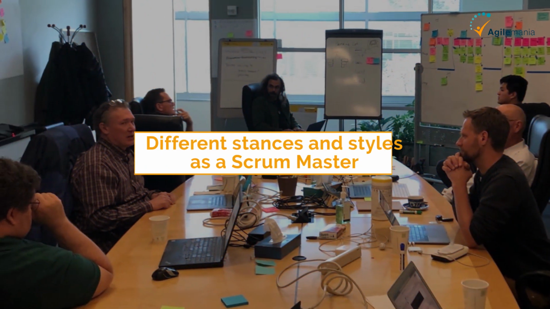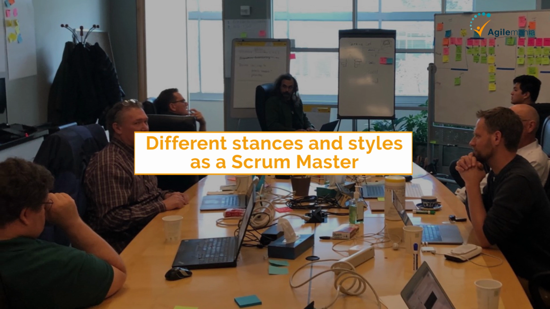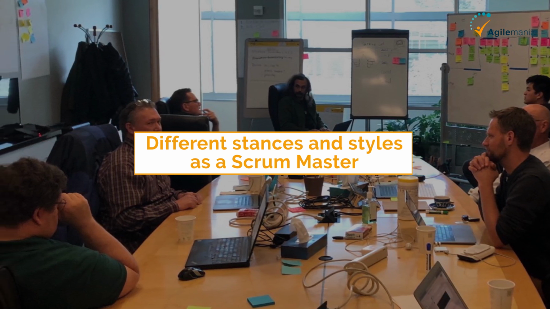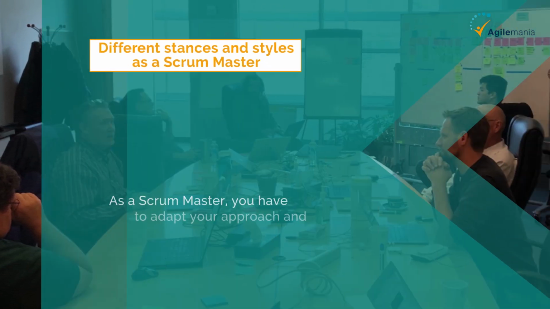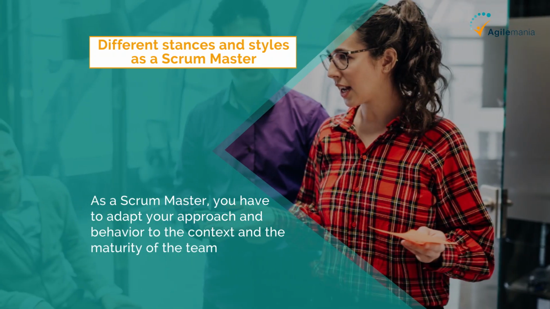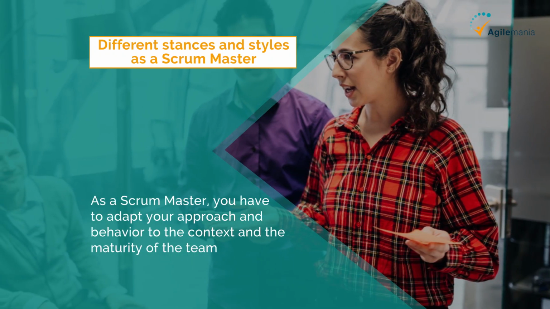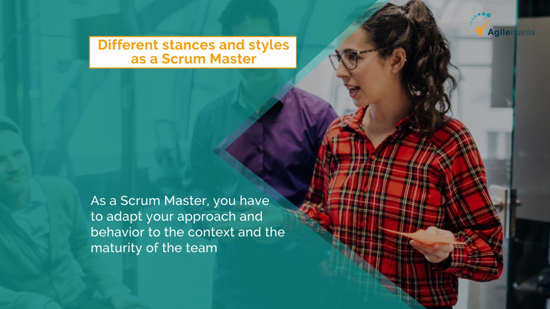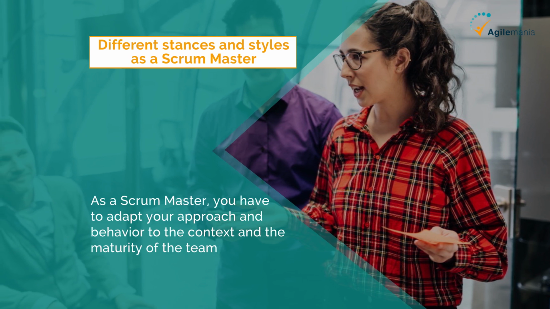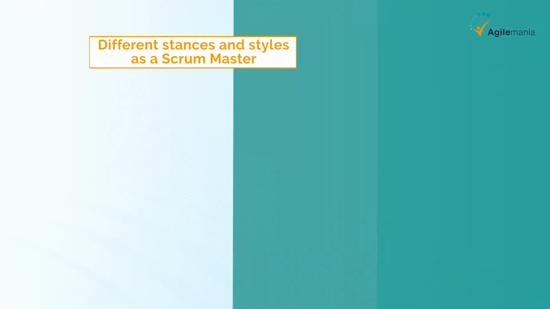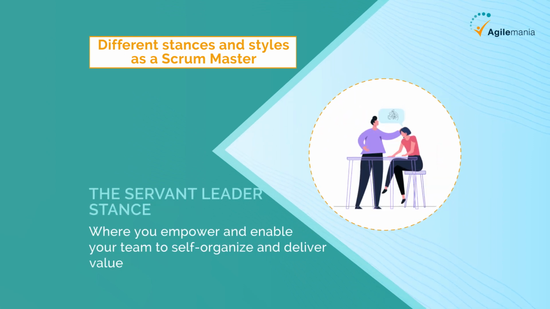The next technique is to use different stances and styles as a Scrum Master depending on the situation and the needs of the team. As a Scrum Master, you have to adapt your approach and behavior to the context and the maturity of the team. Some of the stances and styles that you can use are the Servant Leader stance, where you empower and enable your team to self-organize and deliver value.